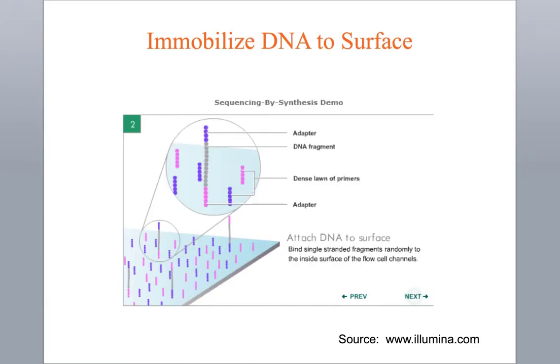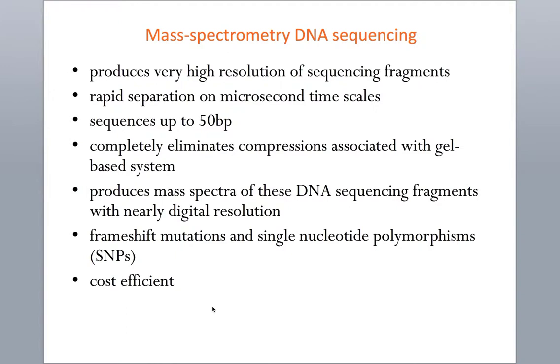The next one, which is also getting very popular, is mass spectrometry DNA sequencing. Mass spectrometry is, of course, a machine from the 1970s, and we used it for a lot of different purposes, but recently we discovered that we can sequence with mass spectrometry, and even have very high resolution of the sequencing fragments, very rapid. It can take microseconds. It can sequence up to 50 base pairs. Now, you can say 50 base pairs is not long, yeah, but if it takes only a couple of microseconds, you could go very fast on this chromosome.